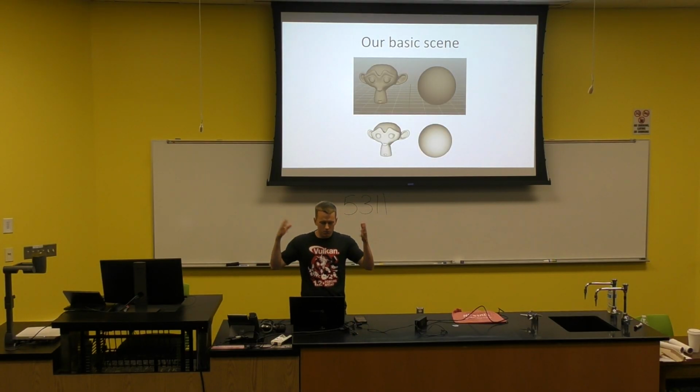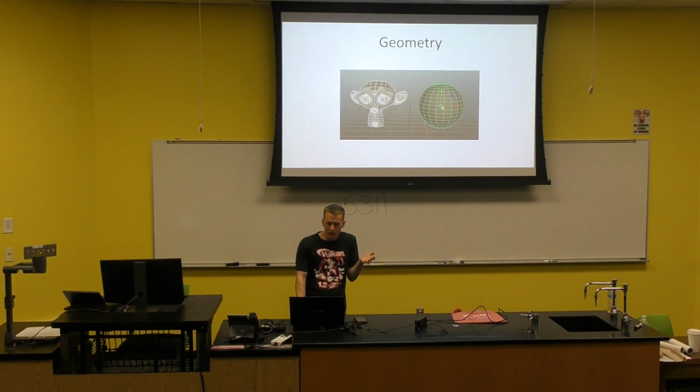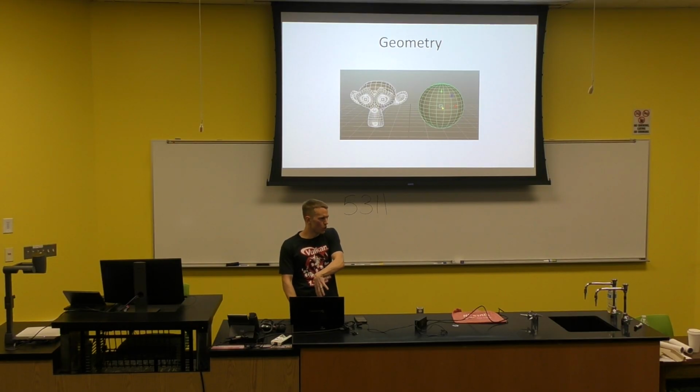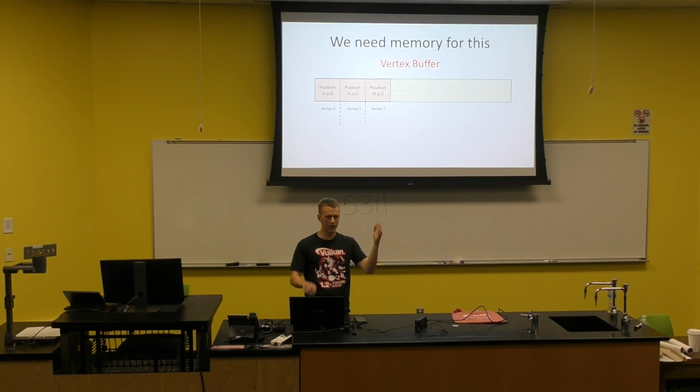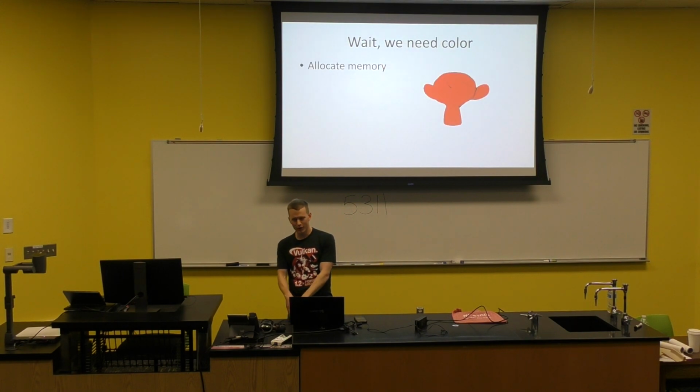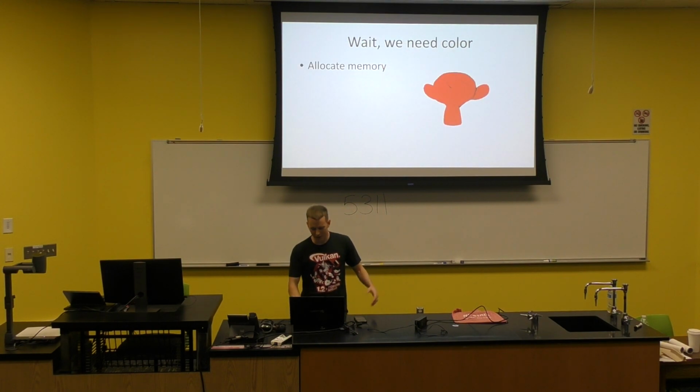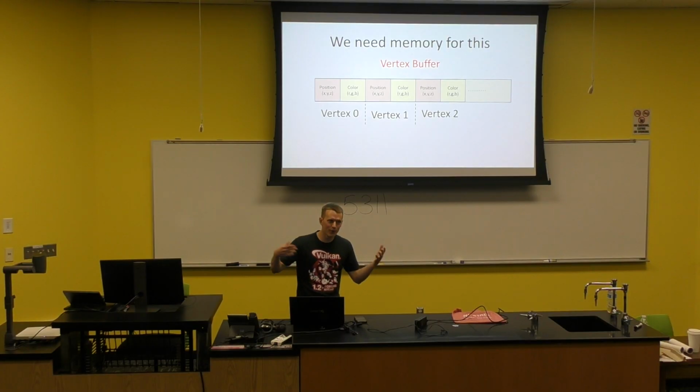So let's look at a little example. I've got a little graphical example right here. To render this on the screen, the first thing you need is geometry. So you've got to get the vertices, the XYZ coordinates, and we're going to throw that into a vertex buffer. The whole point of a vertex buffer is just holding all the vertices and all their data. Well, we're going to want color, and we're going to allocate memory for that. So now our vertex buffer gets a little bigger. Put some color there.